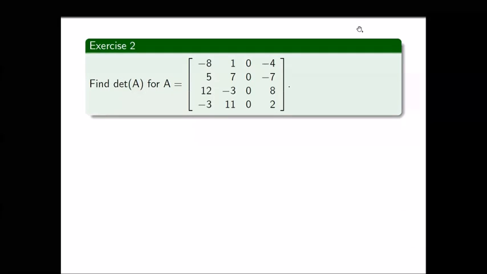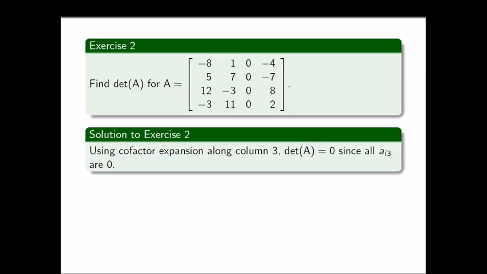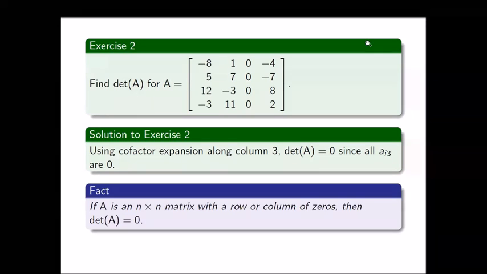Okay, so let's look at an exercise. We're given a 4 by 4 matrix, and we want to compute its determinant using cofactor expansion. So the easiest thing we can do is cofactor expansion along column 3, because all the entries are 0 there. So every single product in the sum in the cofactor expansion along column 3 would be 0, and therefore the determinant of A is 0 as well. So this brings us to a fact: if A is an n by n matrix with a row or column of zeros, then its determinant has to be 0.